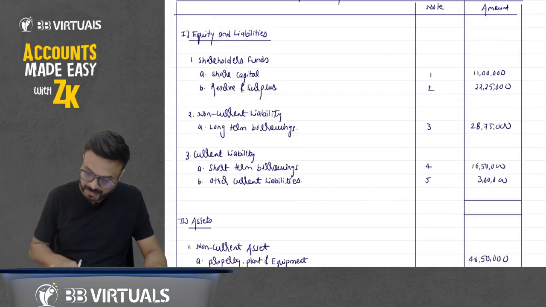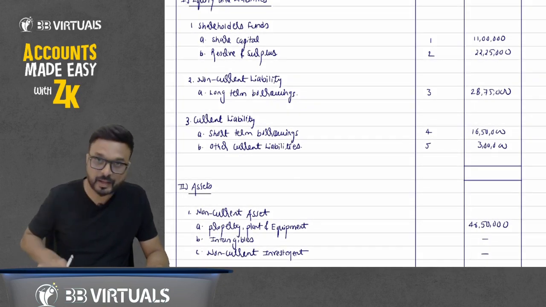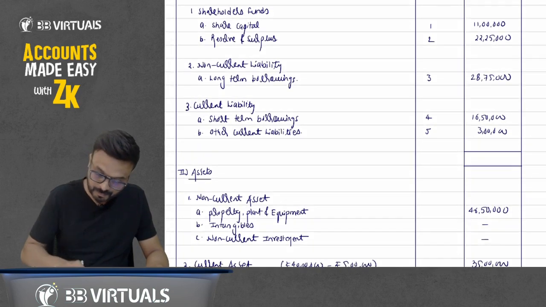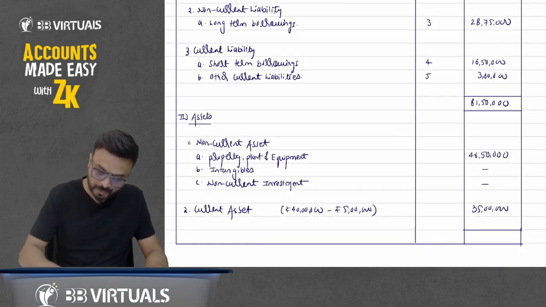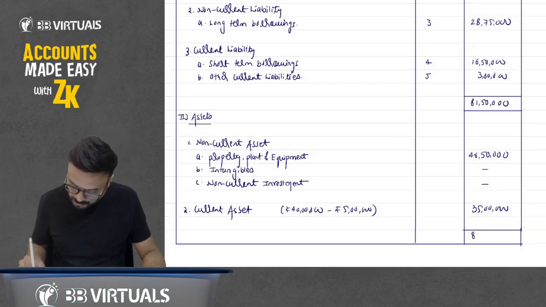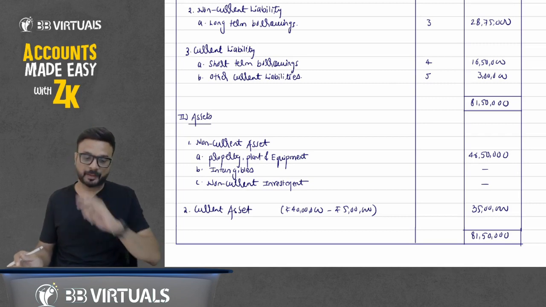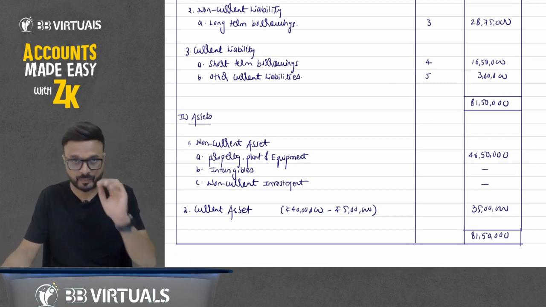Now, if you do the total of the balance sheet, 11 lakhs, 22 lakh 25,000, 28 lakh 75,000, 16 lakh 50,000 and 3 lakh. How much is it? 81 lakh 50,000. 46 lakh 50,000 plus 35 lakh, it is 81 lakh 50,000. Okay, done.